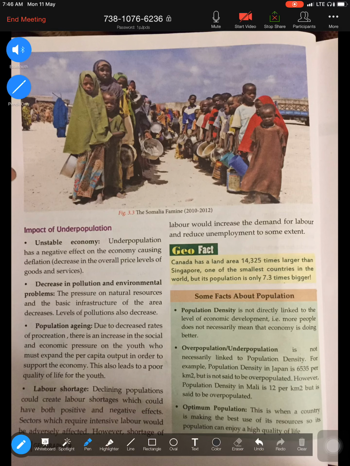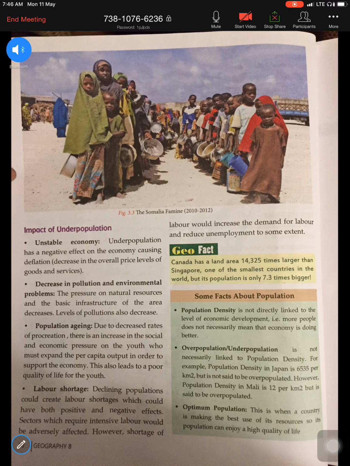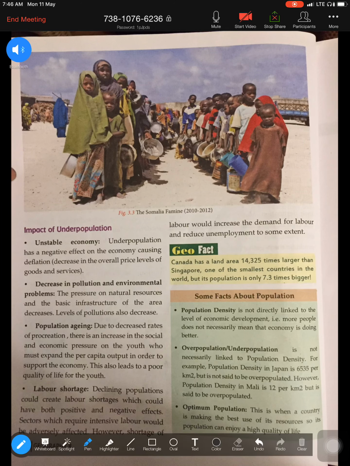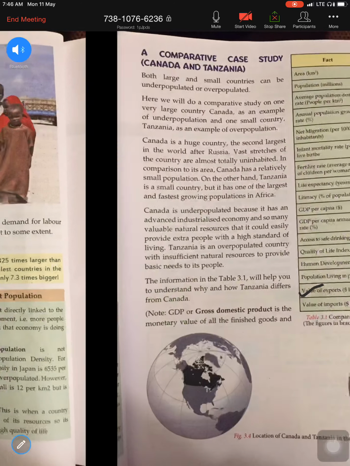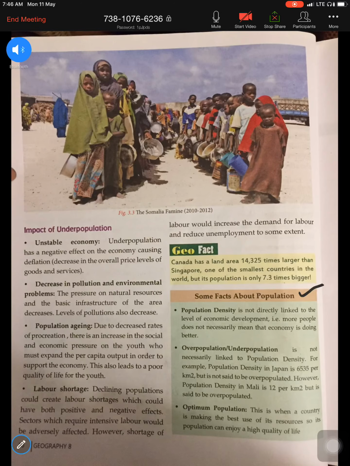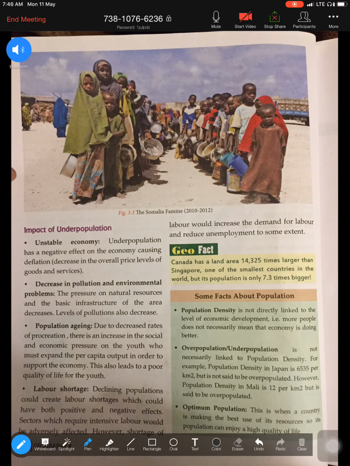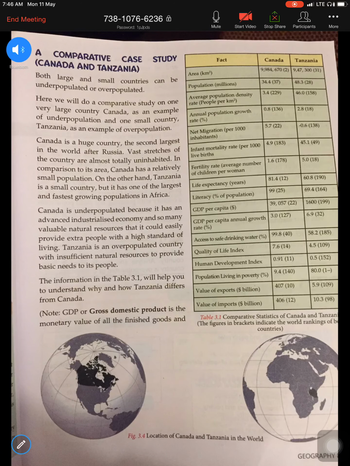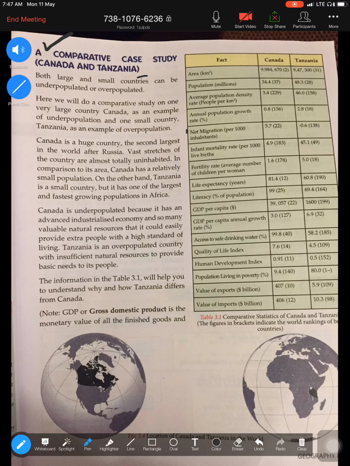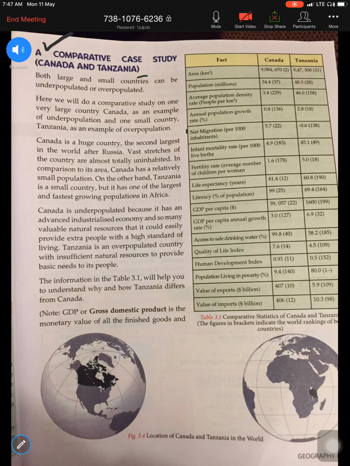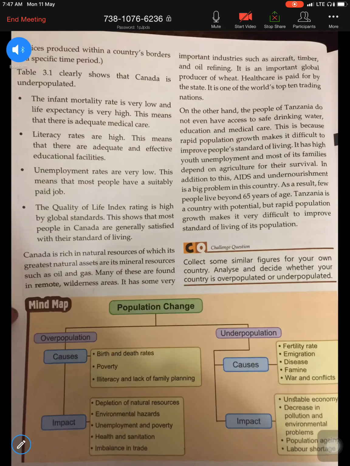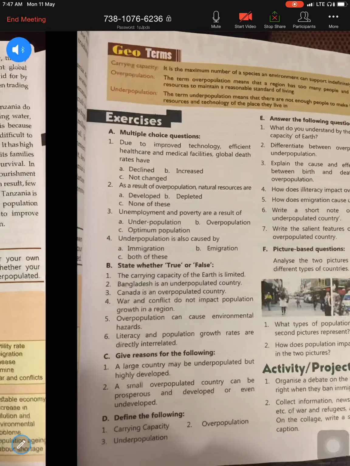Now, there are a few things given here in a textbook. A geofact, facts about population. You can just read for your reference. Even in this portion, there's a case study given. Please feel free to learn about Canada and Tanzania. I expect all of you to go through it and read. No need to memorize anything. Just understand what role each country is playing and how they are influencing population change. So just go through it and read it. This is also the same, so please read. This is for your reference.